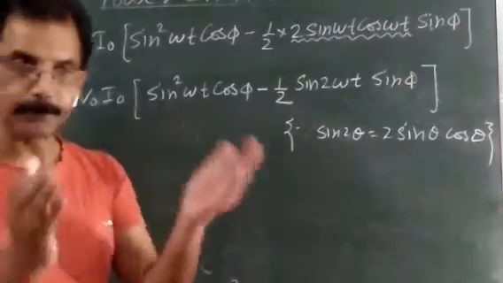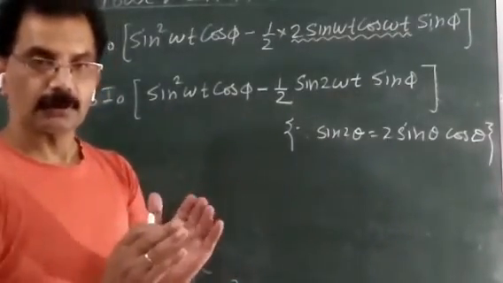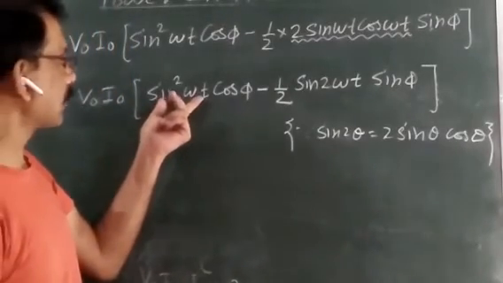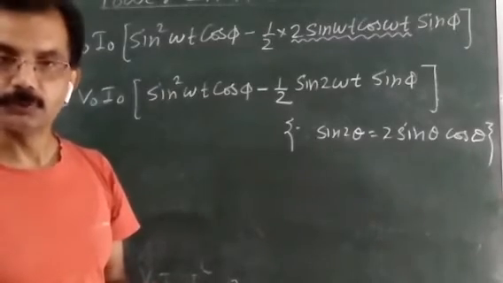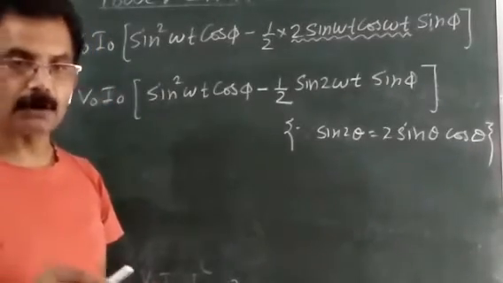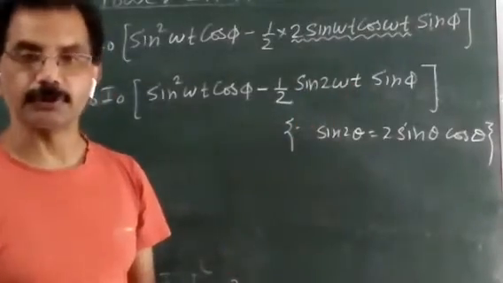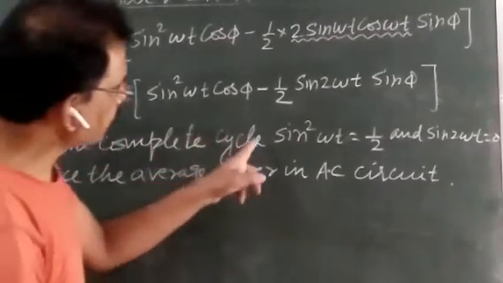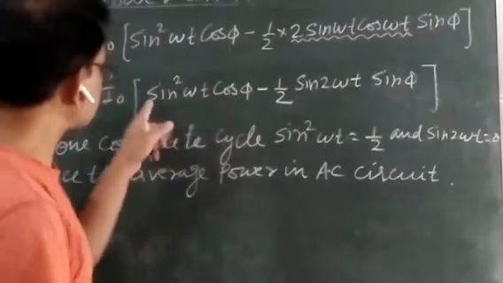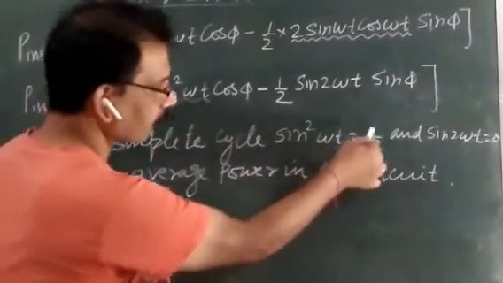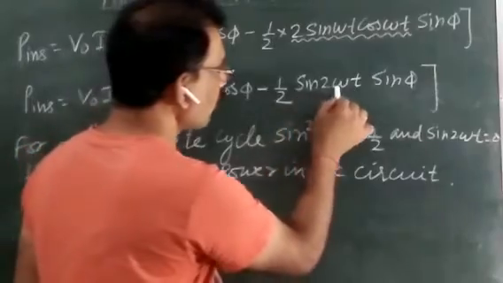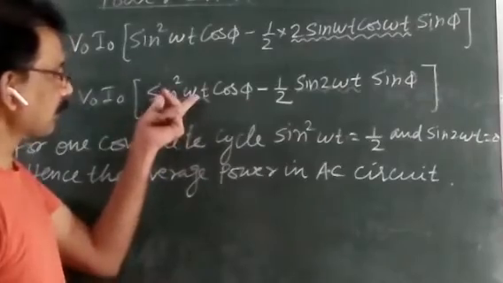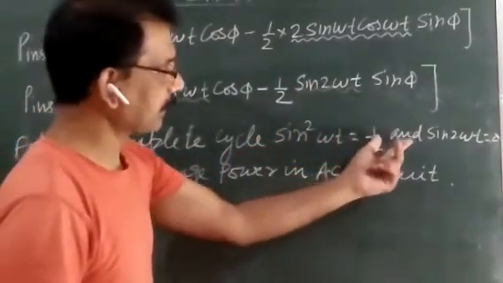But for one complete cycle of AC, the average value of sine square omega t is equal to 1 by 2. But for one complete cycle of the AC, the value of sine 2 omega t is equal to 0. So for one complete cycle of AC, the value of sine square omega t is 1 by 2 and sine 2 omega t its value is equal to 0. For one complete cycle of the AC, in place of sine square omega t and sine 2 omega t, we will write this value here.